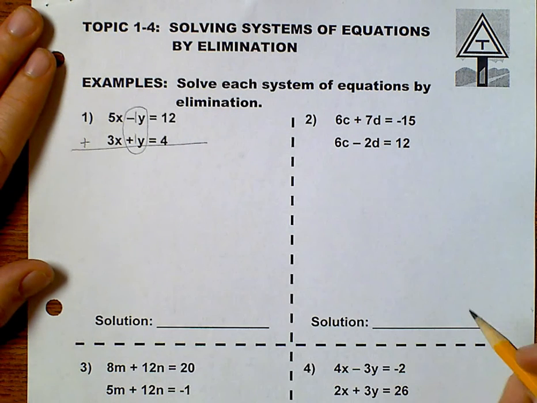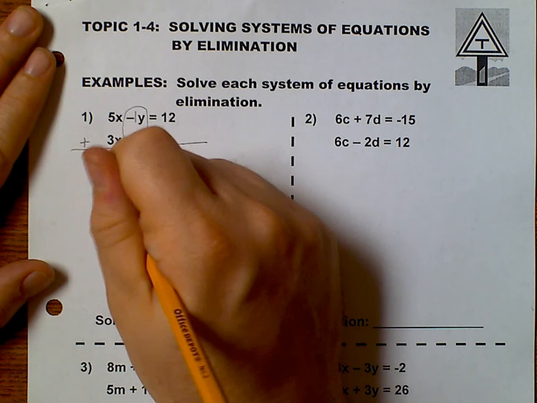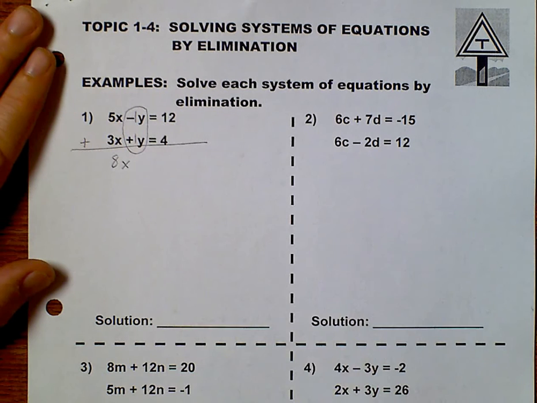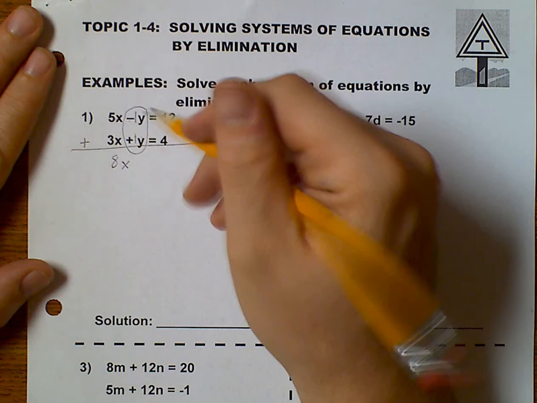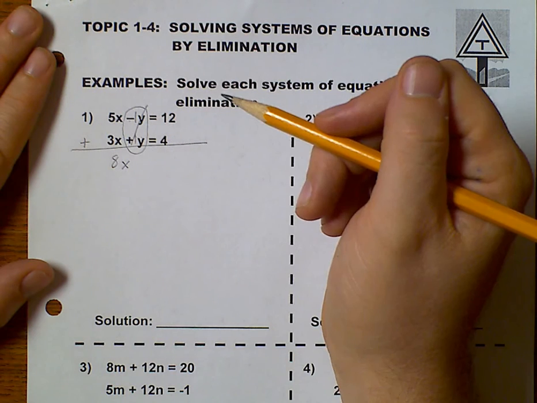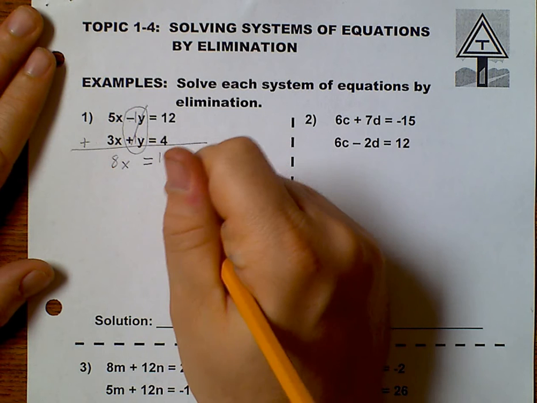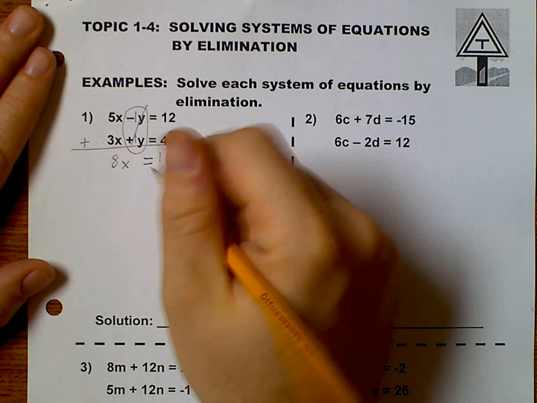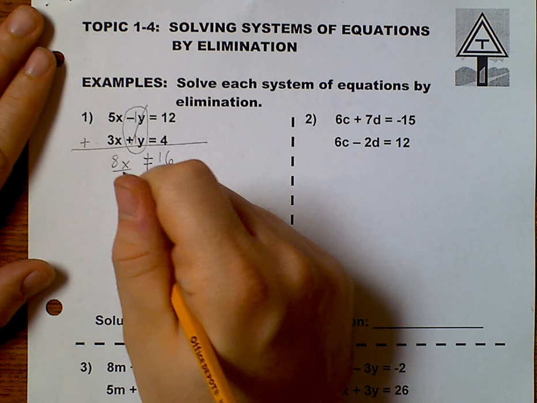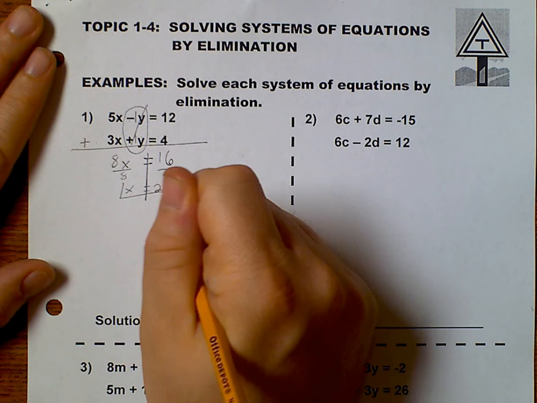So notice what happens when I add. Well, 5x plus 3x gives me 8x. And a negative 1y plus 1y goes away. They actually canceled. And that equals 12 plus 4 gives me 16. Well, now that I know that 8x is 16, when I divide both sides by 8, I can figure out that x equals 2.